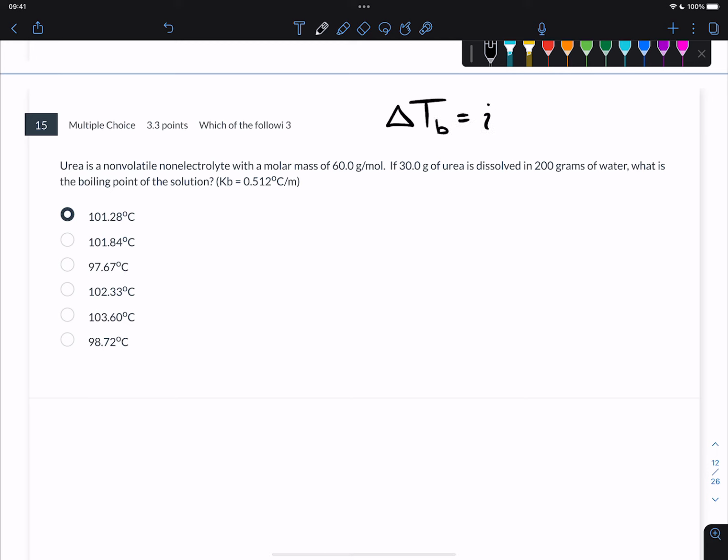We have i, m, K sub B. Remember that for non-electrolytes, i is equal to 1. So we can just put a 1 there. And the molality, we don't know the molality, but we can find the molality. So step 1, find the molality given this information. Remember that molality is equal to moles of the solute, in this case moles of urea, divided by the kilograms of the solvent, which of course in this case is going to be water.